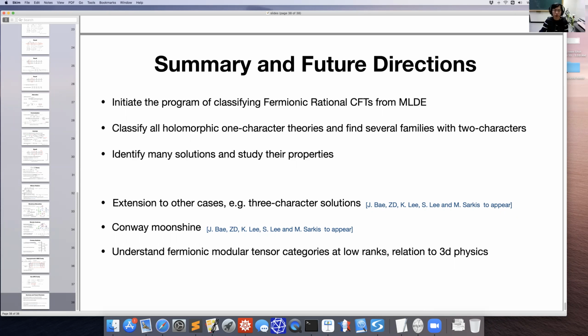And also, it's known that those stories have a very interesting relation to 3D physics. So it may also be helpful to understand the 3D in condensed matter physics. And that's all for today. Thank you very much.